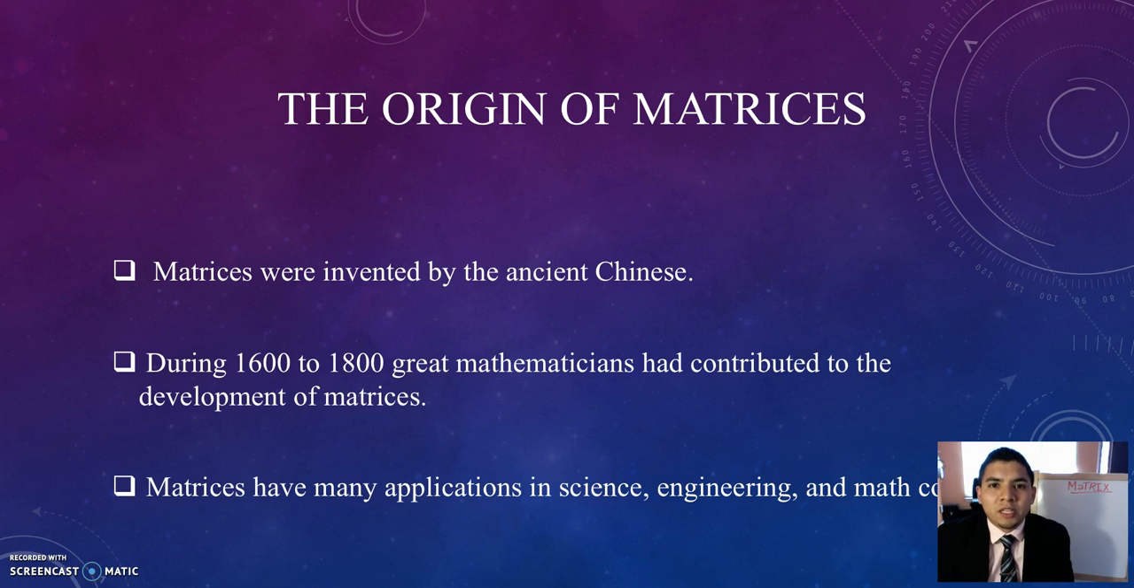Matrices were invented by the ancient Chinese around 300 BC as an important mathematical tool. During the 1600s to 1800s, great mathematicians contributed to the development of matrices. But the term matrix was introduced by the English mathematician and lawyer James Sylvester in the 1850s. Matrices have many applications in science, engineering, and math courses.